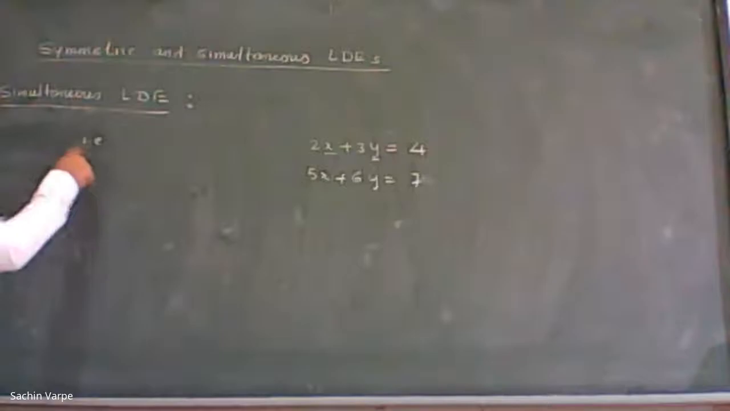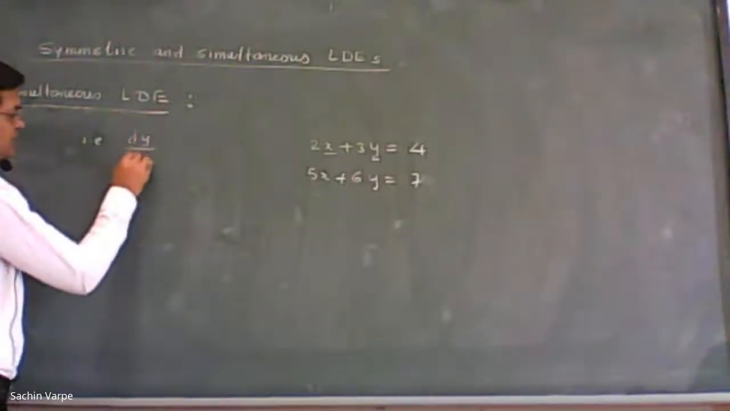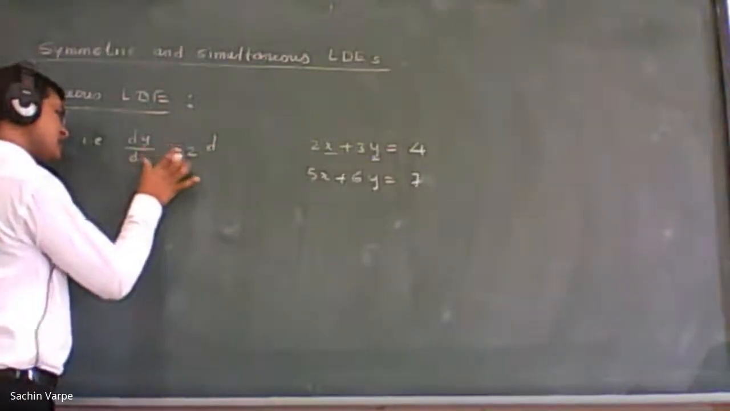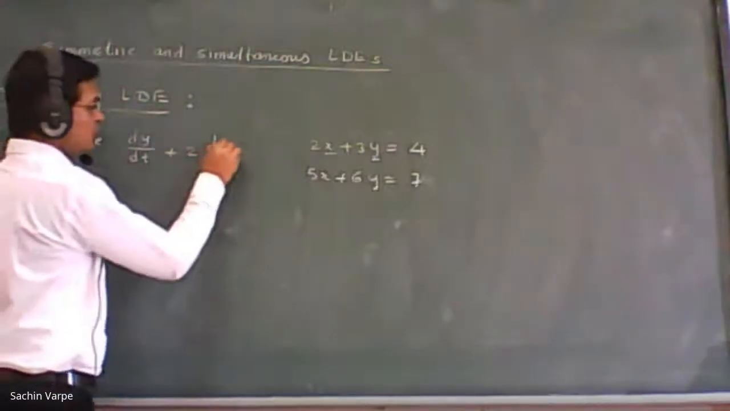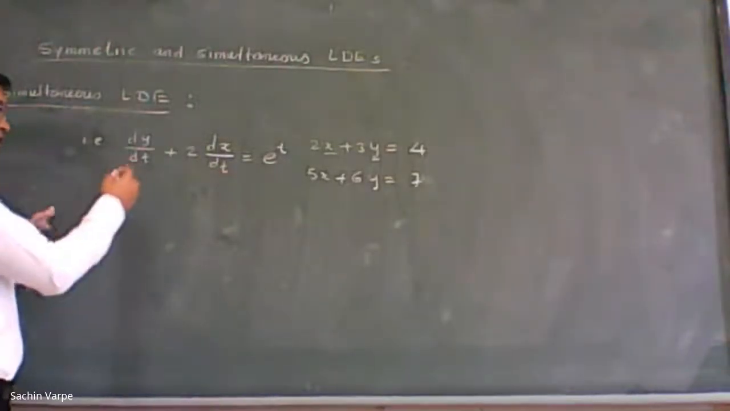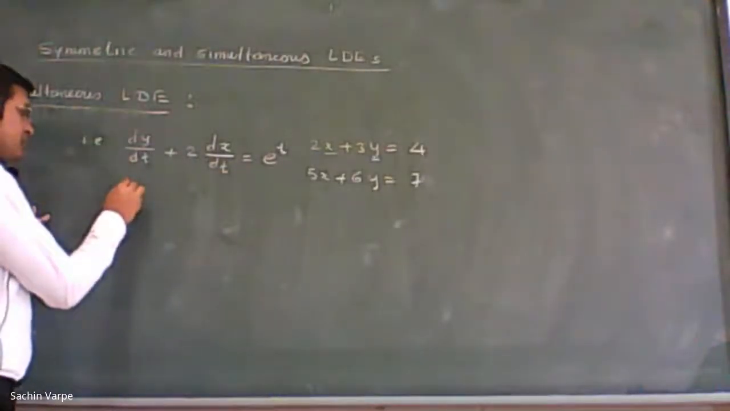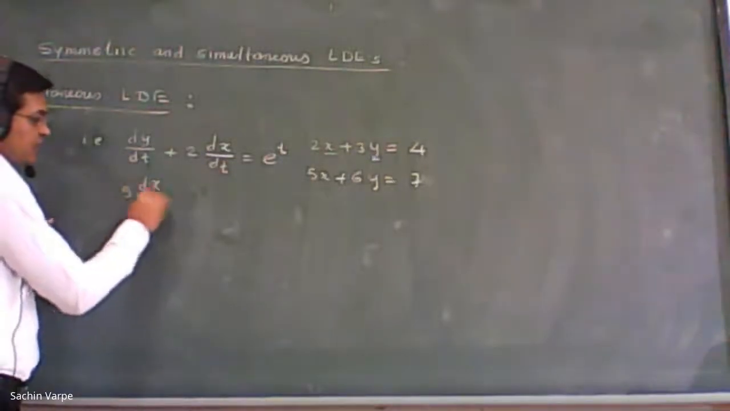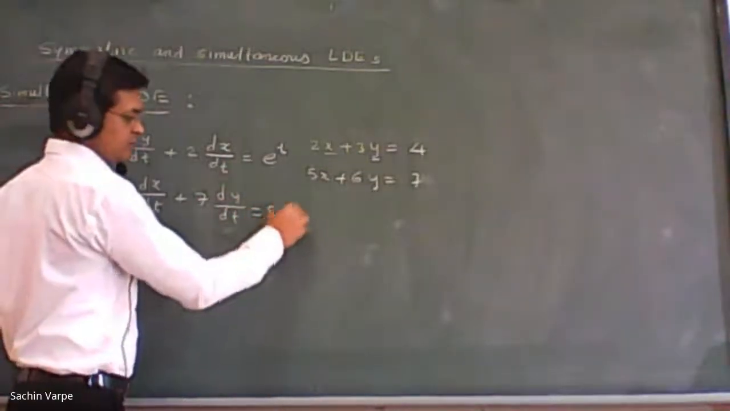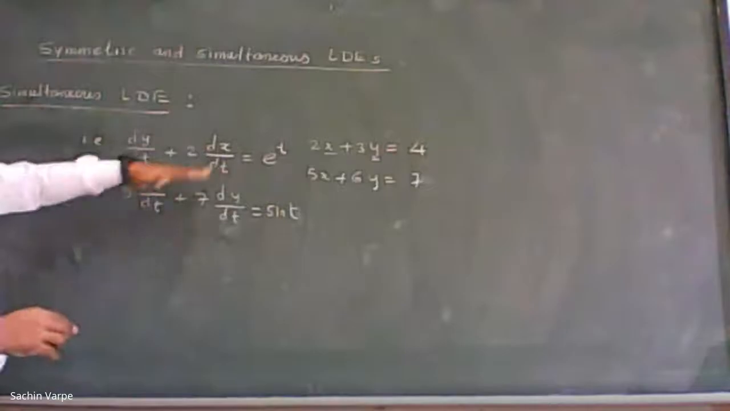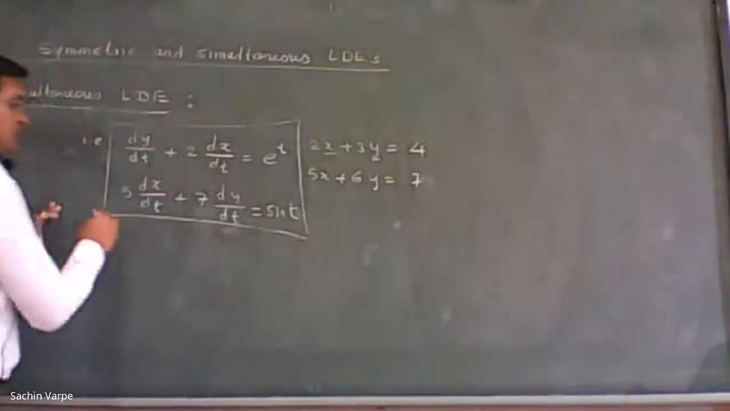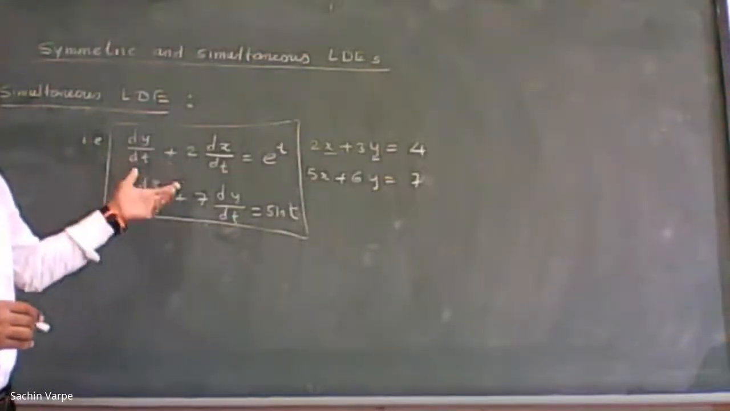So if we have, say, instead of dy by dx, let us write dy by dt plus 2 dx by dt is equal to, say, e raised to t. And secondly, 5 dx by dt plus 7 dy by dt is equal to sine t. So combinedly, we'll be asked to solve these two differential equations. Together these equations are called simultaneous equations.